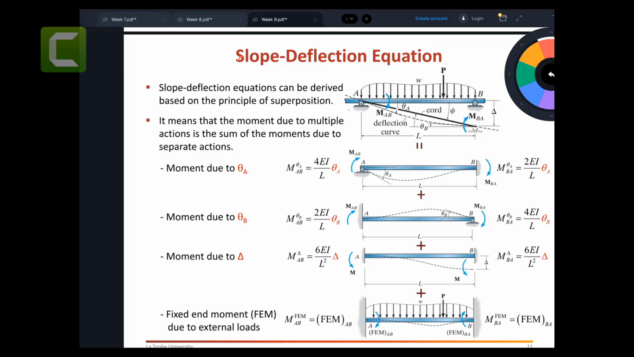From last week. Similarly, we can do the same thing here. When we see kinematically indeterminate structures, meaning you can have theta A as one of the kinematic degrees of indeterminacy. Theta B is also a kinematic degree of indeterminacy. There is a settlement. If it is unknown, then you have a settlement here as well.